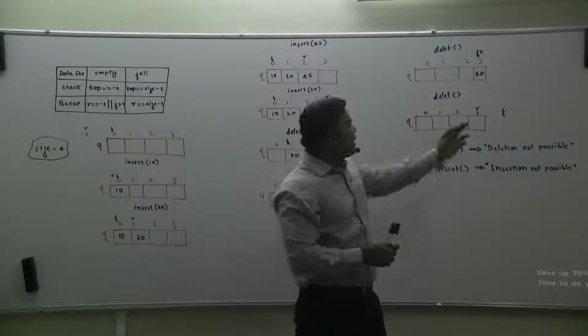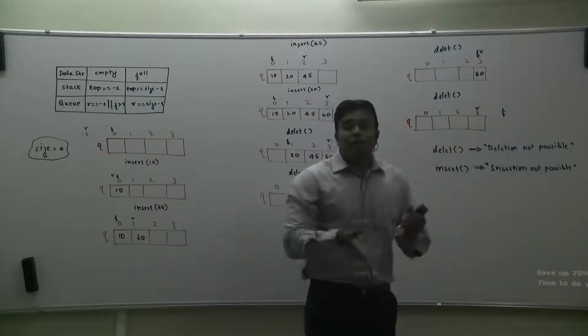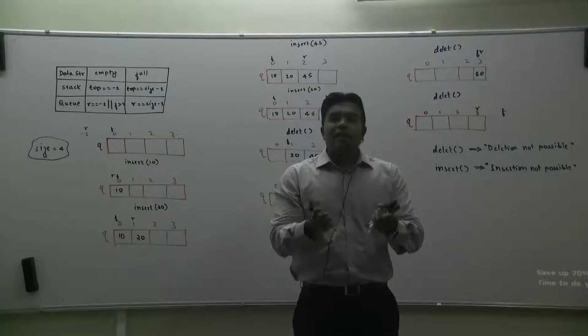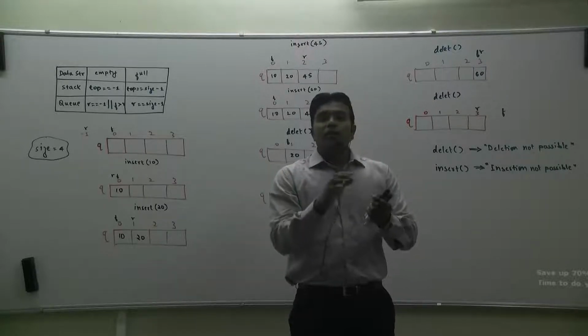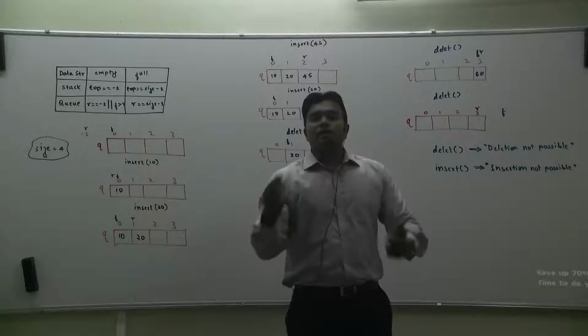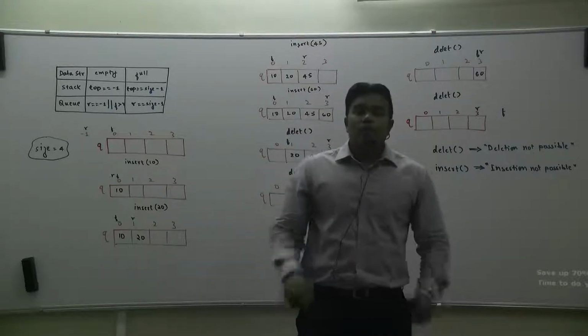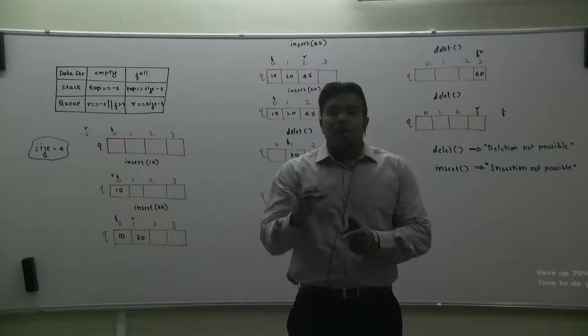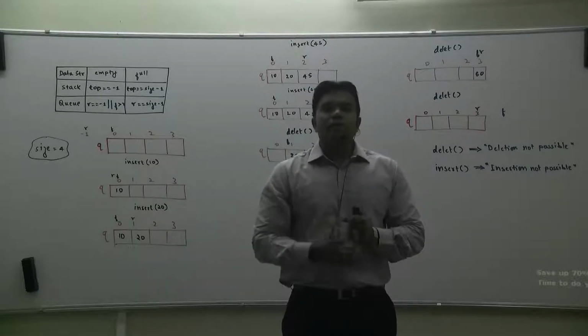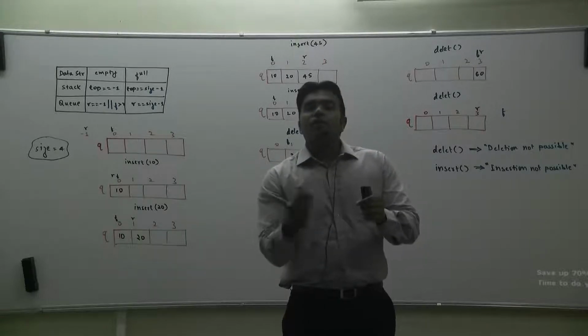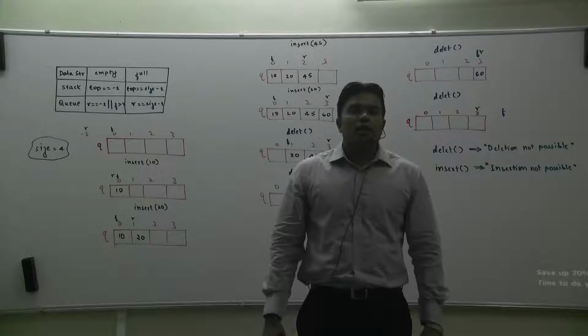Sir, can't I make front as 0 again and use it? Don't do it. Because the ordinary queue's nature is that it can't reuse. Why do you want to give it reusability powers? Then it won't be called an ordinary queue. If you want to give reusability powers, how to give, I will tell you next. But for an ordinary queue, don't try to give reusability powers.